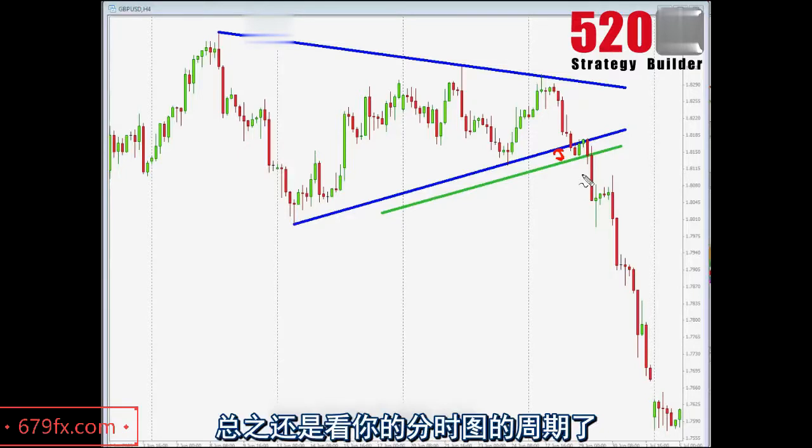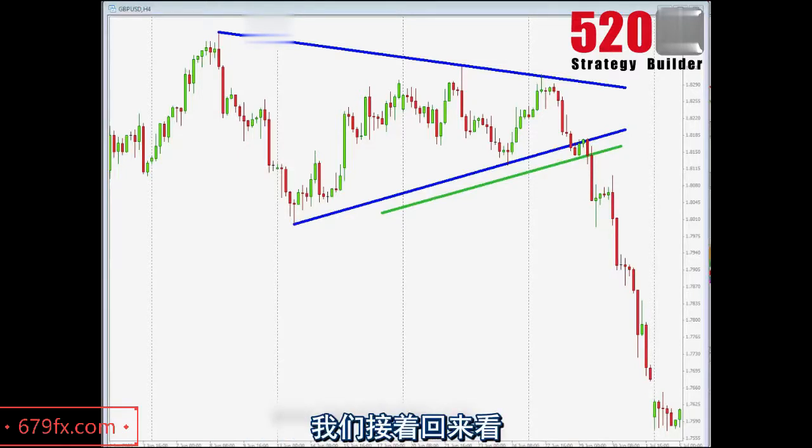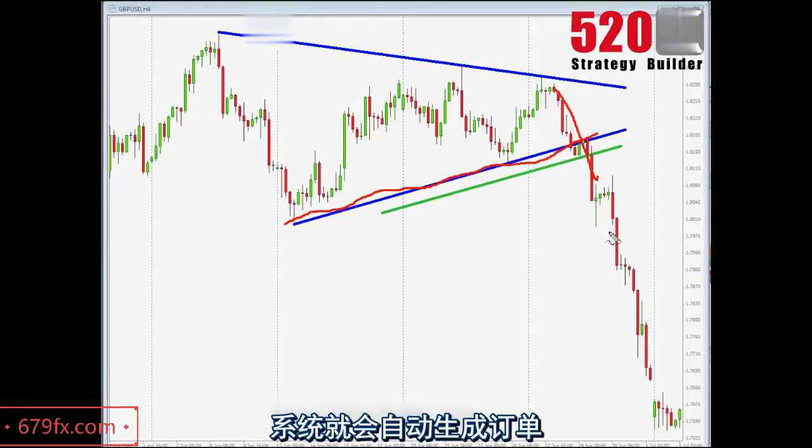But at any rate, we would simply place a sell stop order a few pips below the lower band of the triangle, okay, and as soon as price breaks through, our broker will automatically fill us in the market. Okay, it's as simple as that.